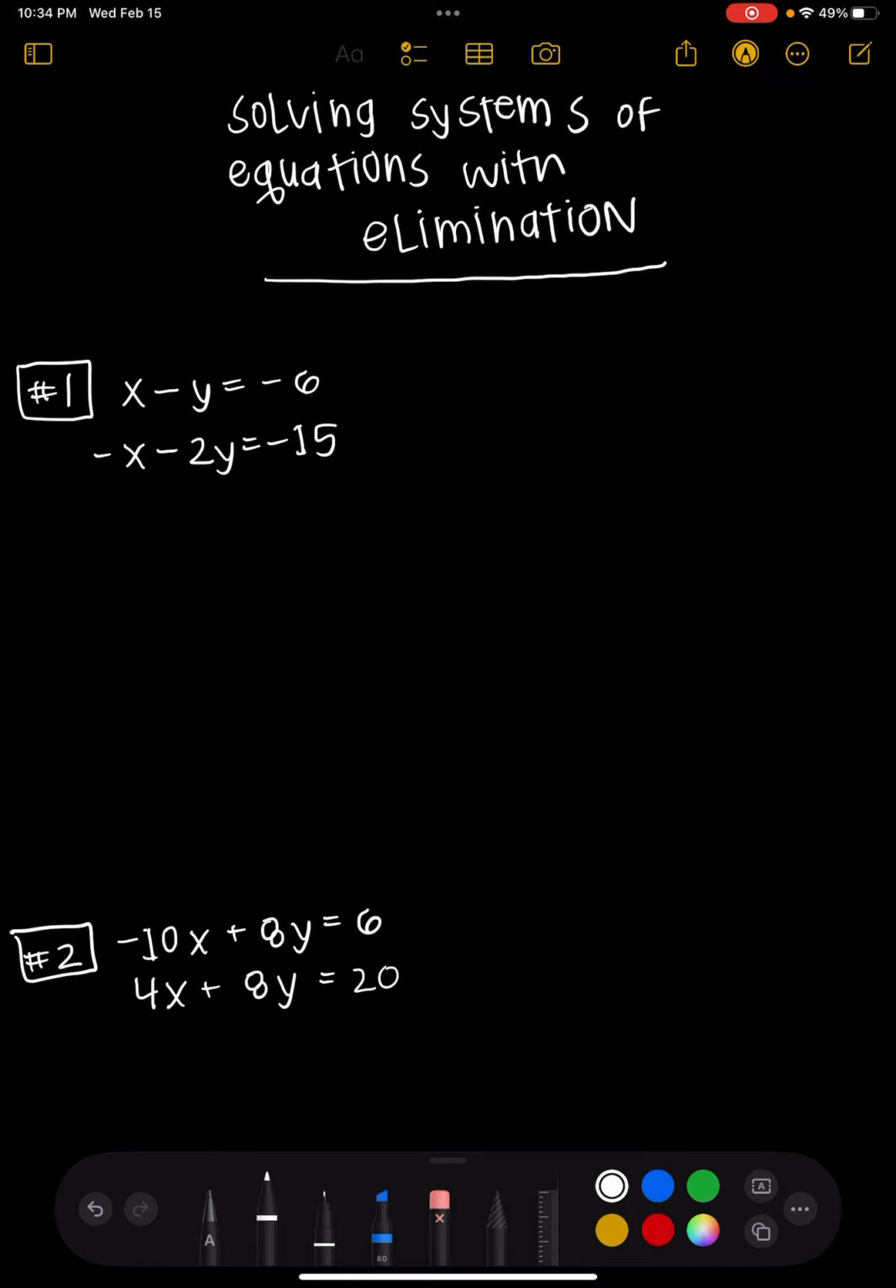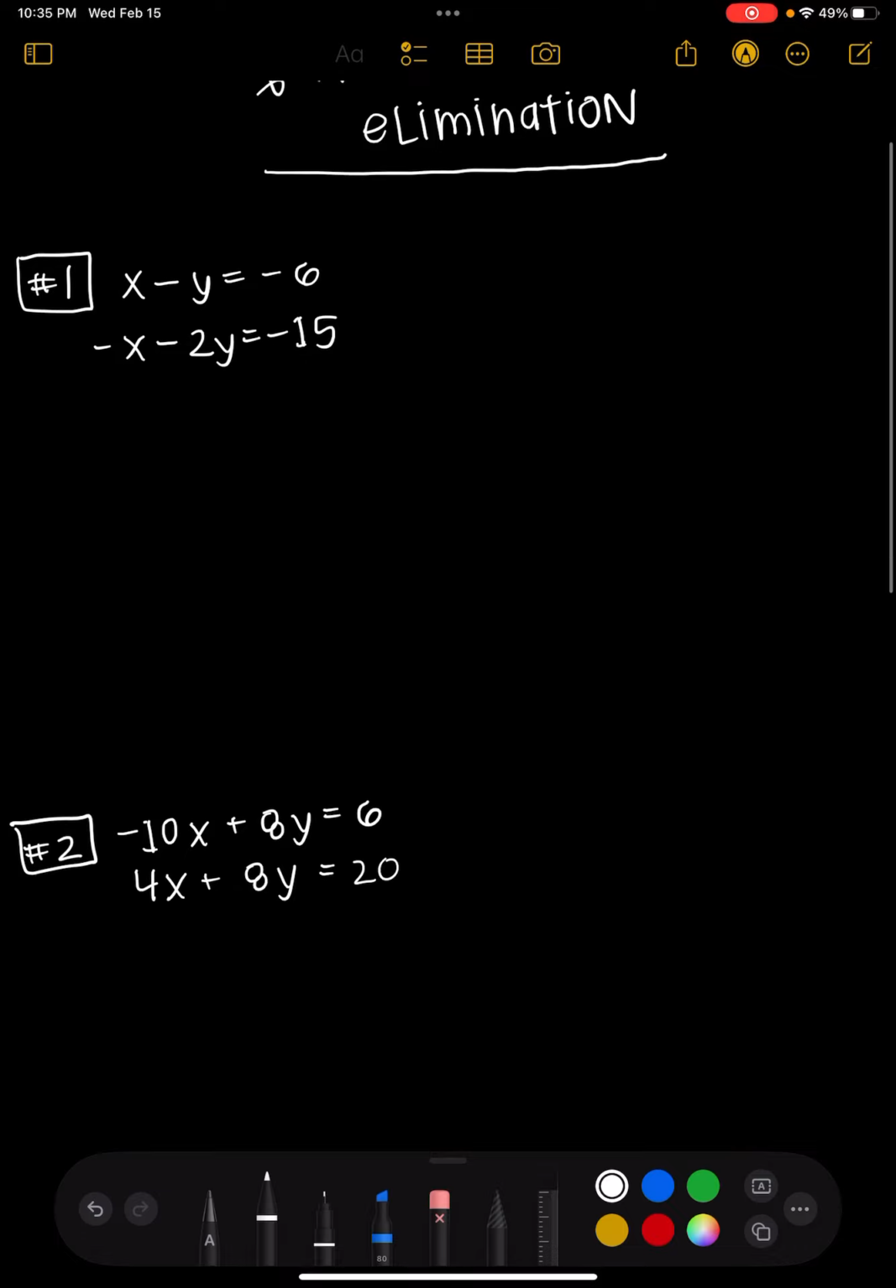And usually we put them into something called standard form. You guys haven't learned about that quite yet, but standard form is when you have the x's and y's on the left side and then just numbers or constants on the right side of the equal sign. So there's a couple of different options for this elimination, but let's get started with one of the easiest, which is the first example.